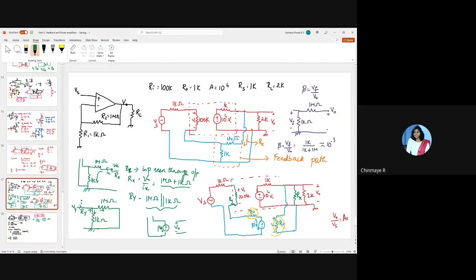Now look at this. In your ideal condition, what is the closed loop gain of this? When you take op-amp gain infinite, input impedance infinite, output impedance 0, in an ideal case, what will be the gain of this? Ma'am, 1 plus R2 by R1. Yeah, that's right. 1 plus R2 by R1, which will be around 1000, right? Yes, ma'am. 1000. Correct? So this is the gain.